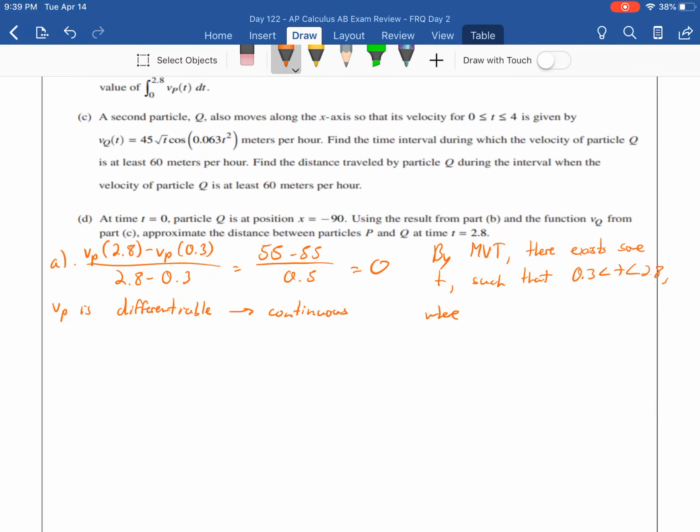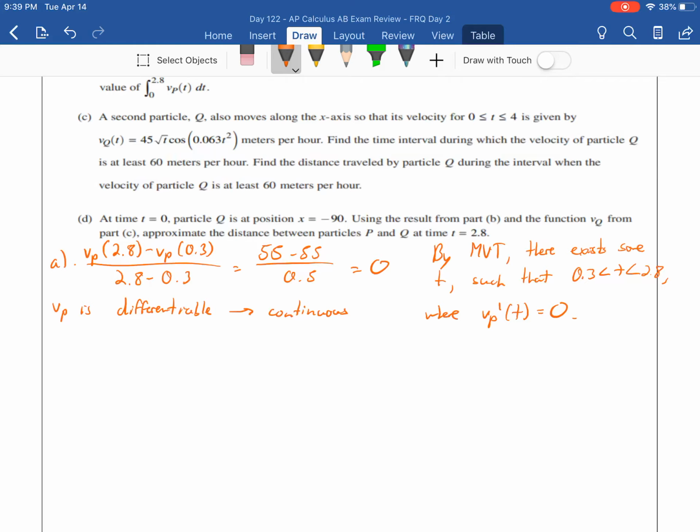where v sub p prime of t is equal to 0. So that would basically be our answer. So the key parts here that you would need is finding the slope and showing that it's equal to 0, and then just seeing that by the mean value theorem there exists some t value such that t is between 0.3 and 2.8, and the derivative at that t value is equal to 0.